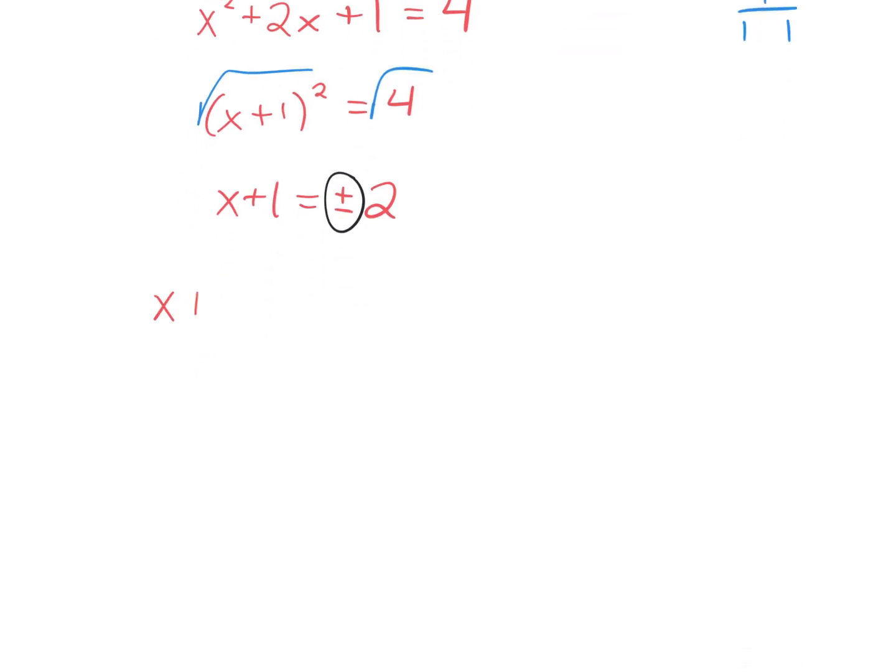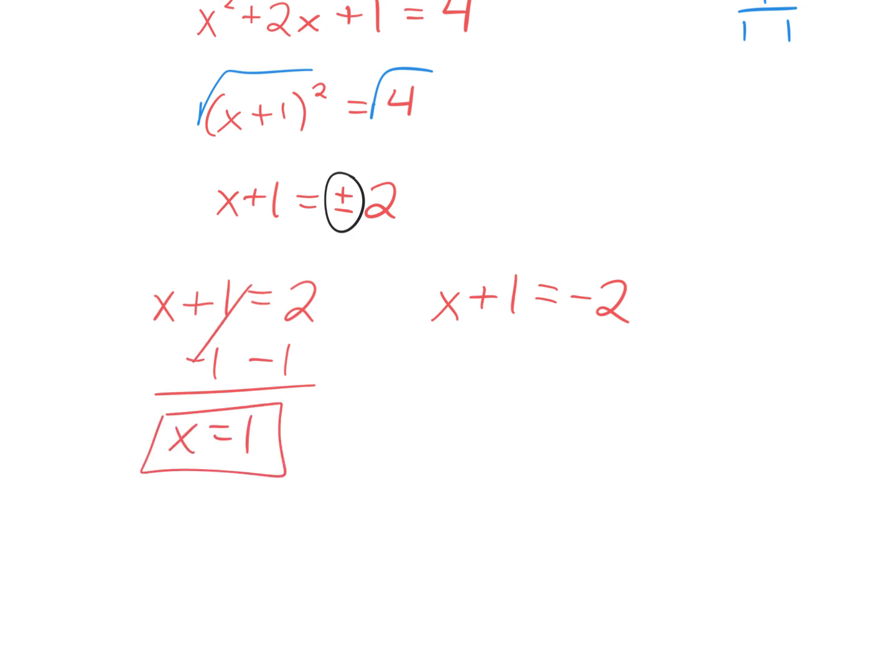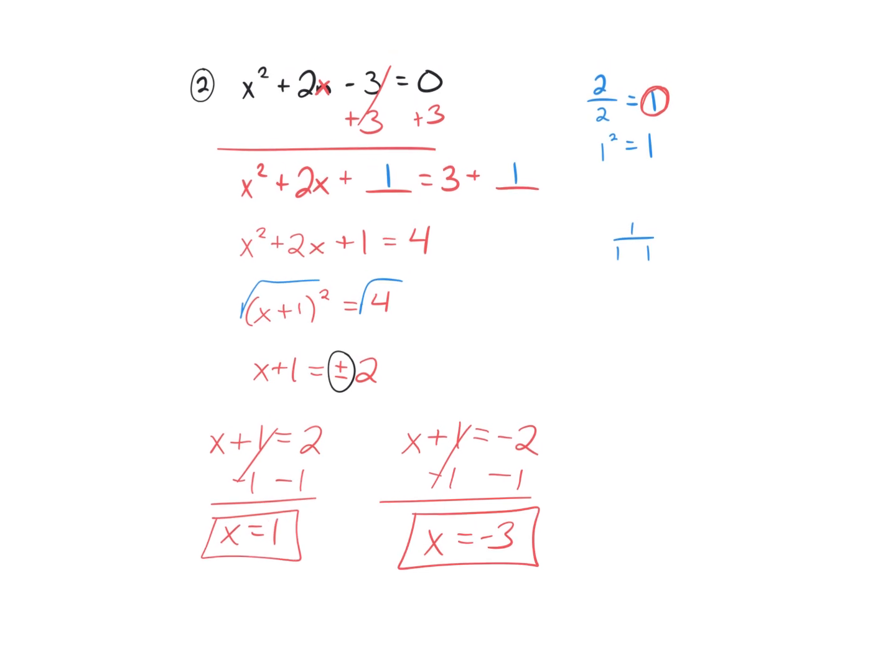Yep, what's my first equation? X plus 1 equals 2 and X plus 1 equals negative 2. There we go. Now we solve both of them by subtracting 1. 2 minus 1? 1. Subtract 1. Negative 2 minus 1. Negative 3. So our answers are 1 and negative 3.